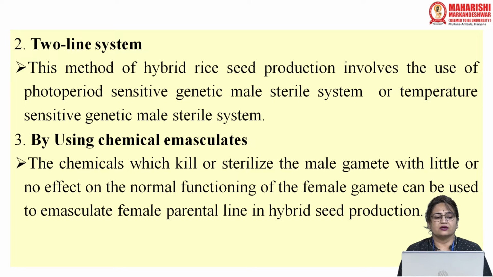Third is by using chemical emasculants. The chemicals which kill or sterilize the male gamete with little or no effect on the normal functioning of the female gamete can be used to emasculate the female parental line in hybrid seed production. Chemical emasculants are male sterilants which kill the male plant and create sterility. Examples of chemical emasculants are maleic hydrazide and ethrel, which we use for the production of sterility.